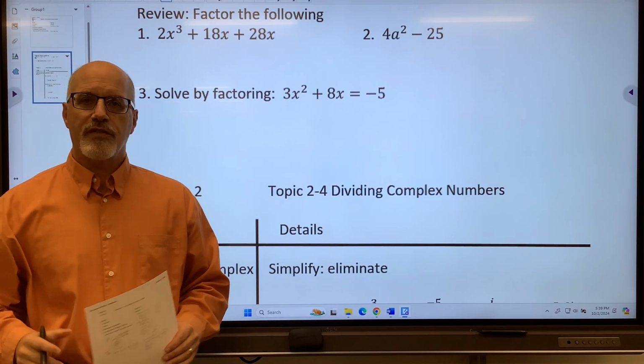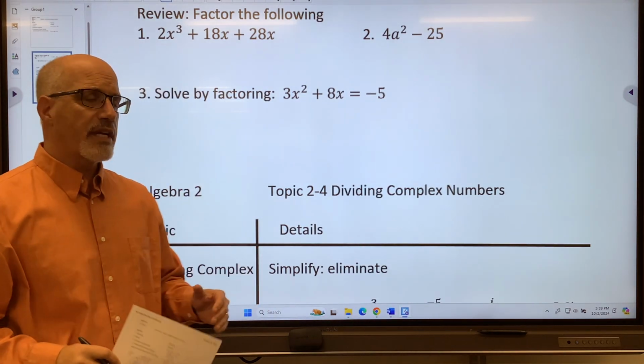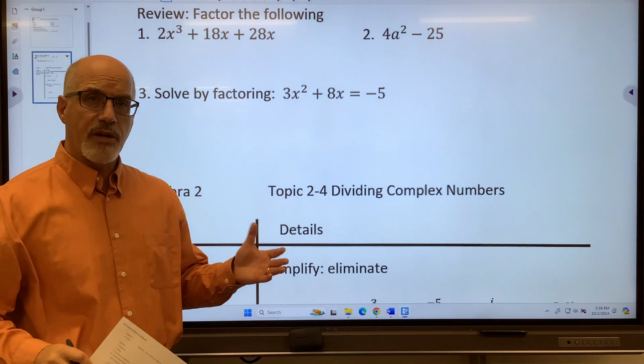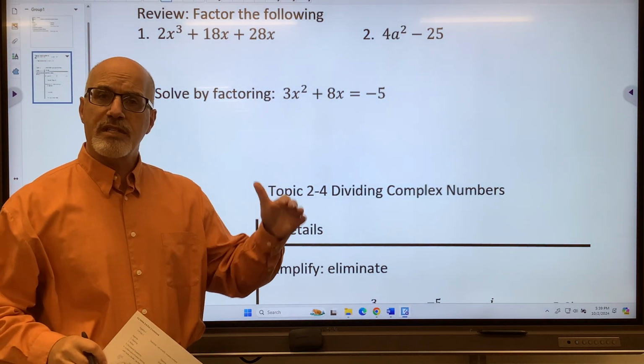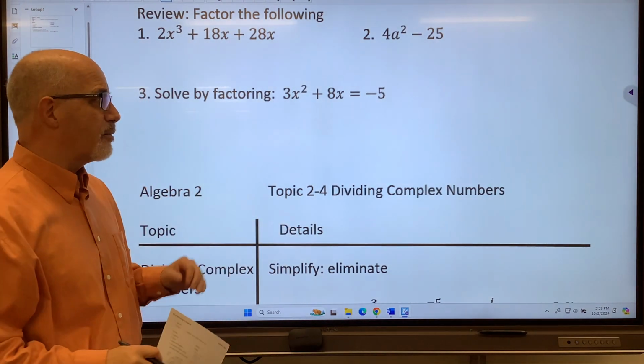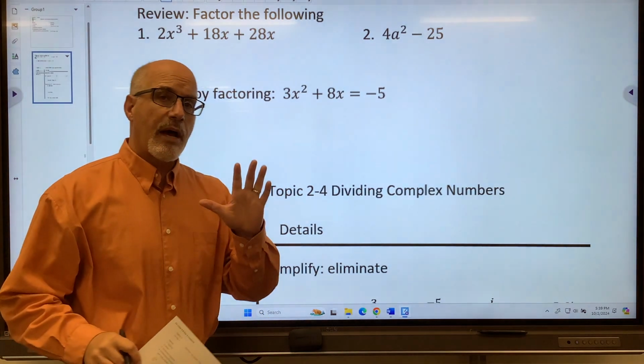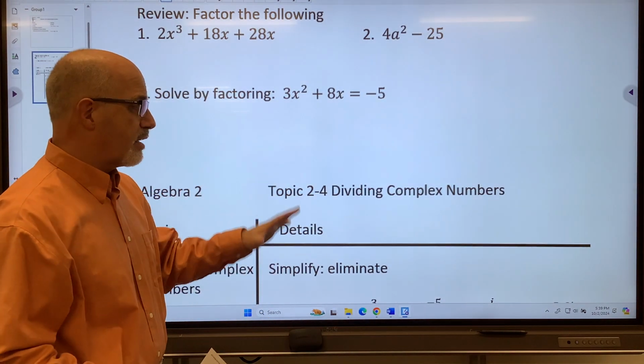As a continuation of our work with complex numbers, we're going to look at dividing complex numbers. Now, there's some extra steps to this, so we're going to do a few examples, but I need to give you a little background.